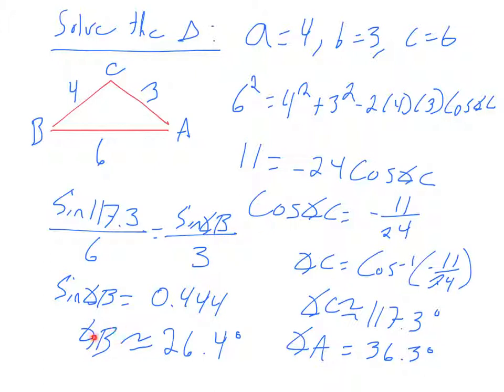So if I wanted to solve for angle B using law of cosines, I'll just plug in everything for B: 3 squared is equal to 4 squared plus 6 squared minus 2 times 4 times 6 times cosine of angle B. Then you have to go through all this process again to solve for angle B.